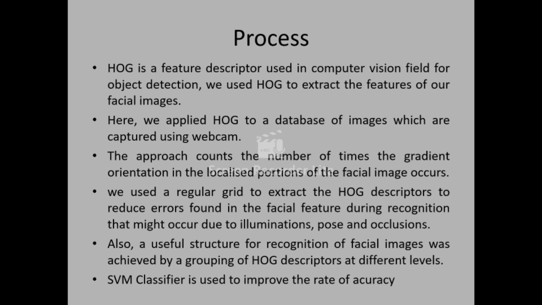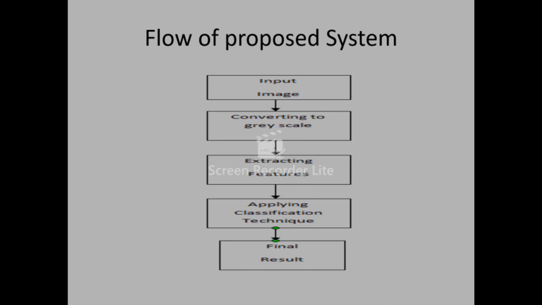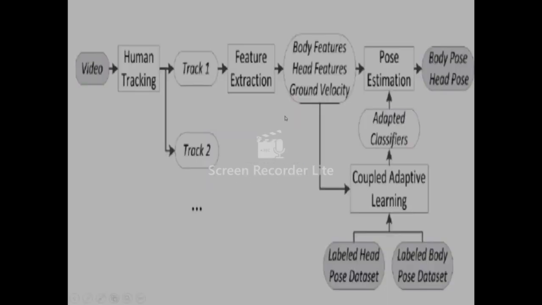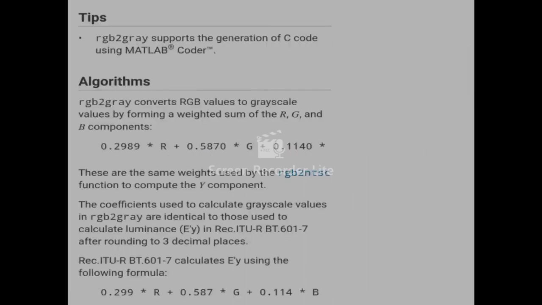Here is the simple flow diagram to explain how the process works. First, we take the data and give it as an input to convert it into a grayscale image. Then HOG is performed to extract features and apply classifiers to bring the accuracy and get the final result. Here we use the RGB to grayscale syntax in the program to convert the image from color to gray, and this process is called grayscale conversion.